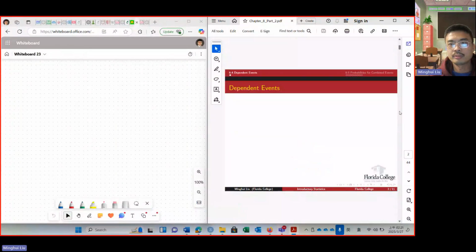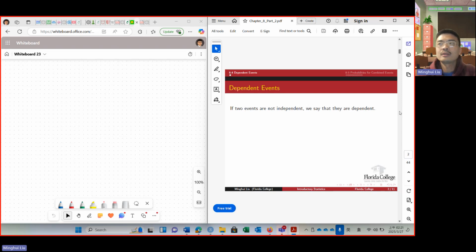Now let's continue our discussion in the chapter of probability. We discussed that two events are independent if the occurrence of one event has nothing to do with the occurrence of the other. And so if two events A and B are independent, we have P of A and B equals P of A times P of B.